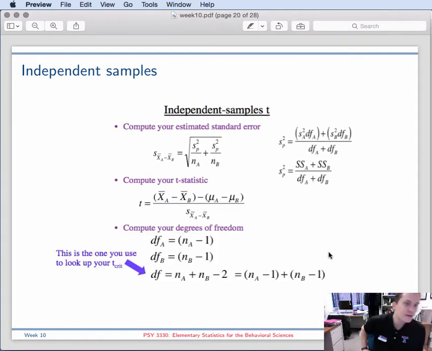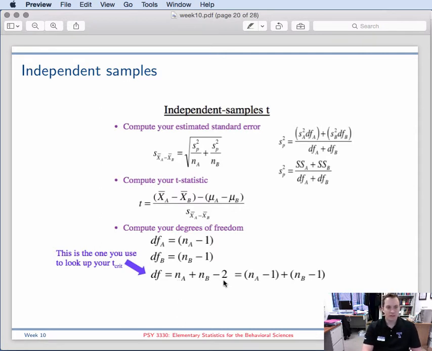The last thing you need to know, remember with a t-test, your critical t-value depends on the degrees of freedom. So how do you find the degrees of freedom? Well, what you do is you combine the degrees of freedom for both groups. So what that means is the total degrees of freedom is going to be the degrees of freedom in group A plus the degrees of freedom in group B. And as a formula, that means that the degrees of freedom is just, well, NA minus 1 plus NB minus 1, which is the same as NA plus NB minus 2.